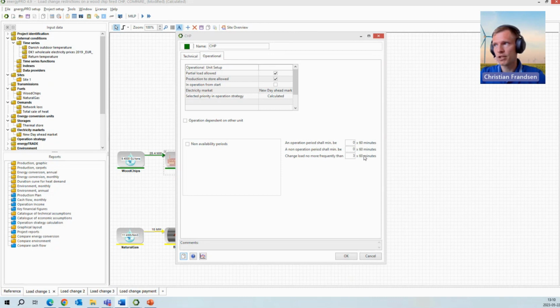So for each time step, we put in here a value stating that we will not be able to change load more frequently than once per 3 time steps. So had I been calculating with a time step of 30 minutes, it would still say 3 here. This is the input value, but then these 60 minutes here would change to 30 minutes.